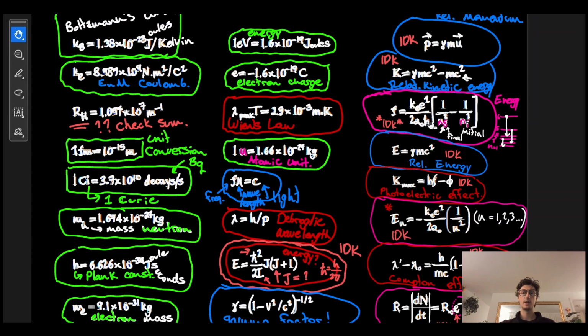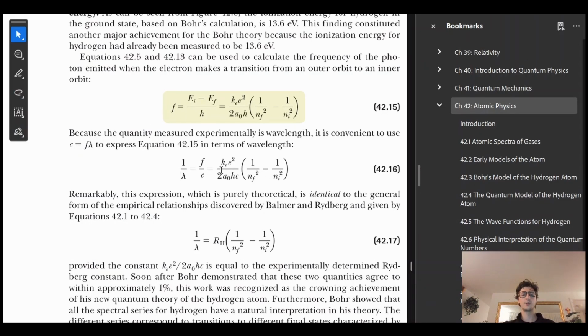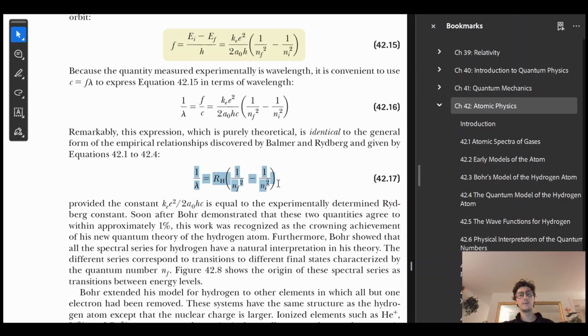And then you can multiply this whole thing by h, so you have hf. And remember, hf from this equation over here gives you the energy. I hope this is making sense. Anyway, this is what they do in this section over here. And then they further manipulate it. You could see they take this entire constant right here out front and they call it the Rydberg constant.